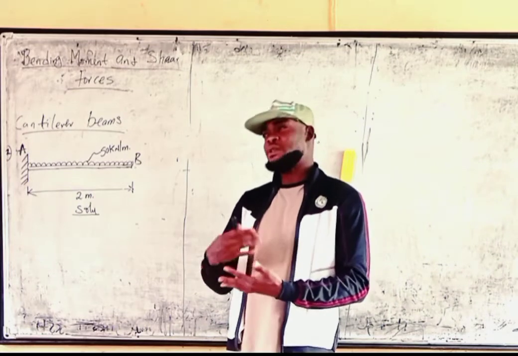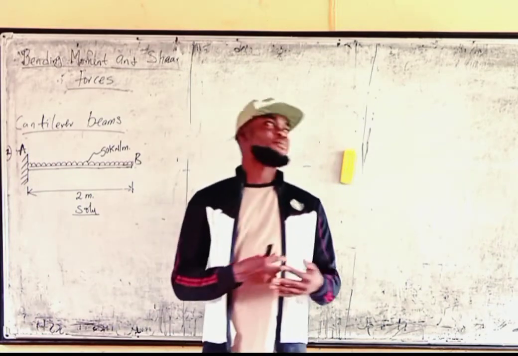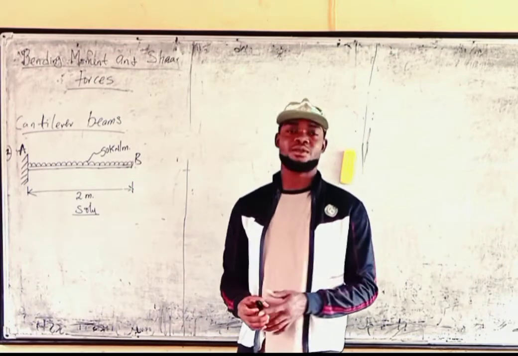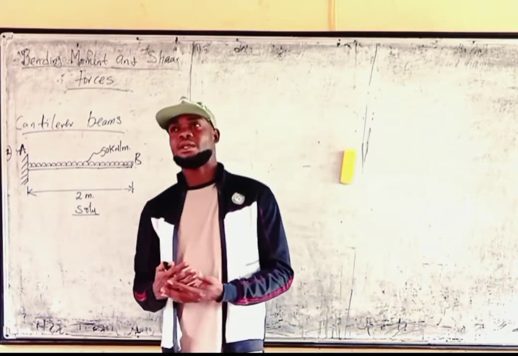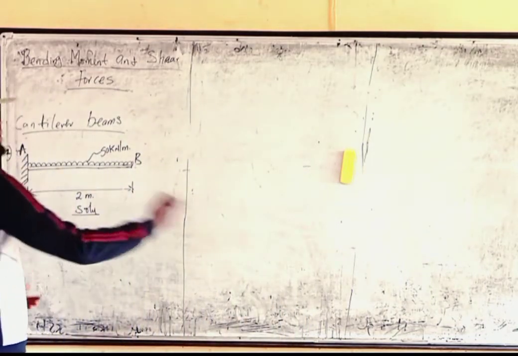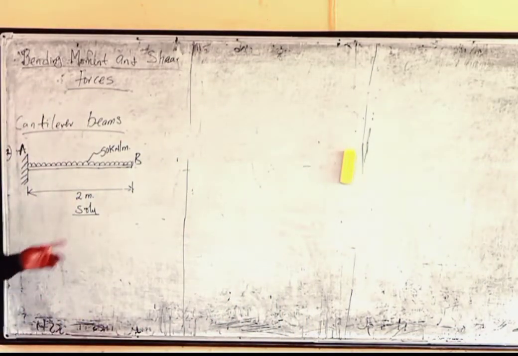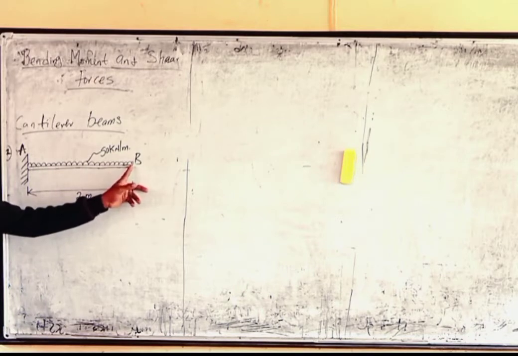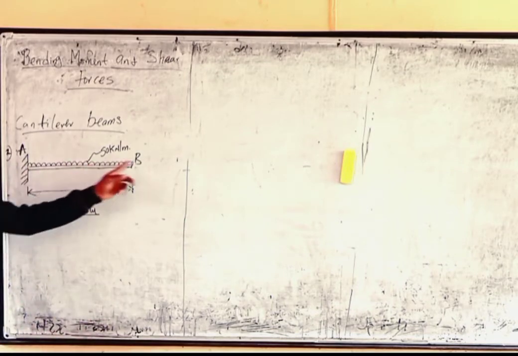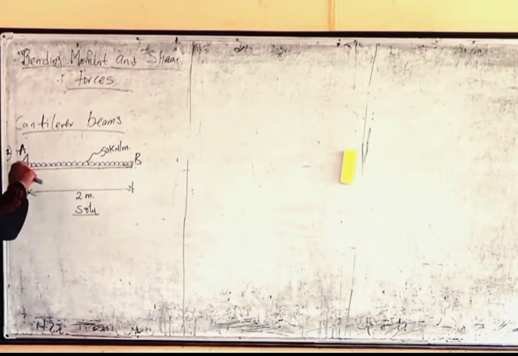Now, the uniformly distributed load is a type of load that is spread over a given distance. And you can see we have 50 kilonewtons per meter run. The load you are seeing here is spread from A to B over 2 meters. This uniformly distributed load is the same all through. The value of the load is the same, that's why it's uniform.